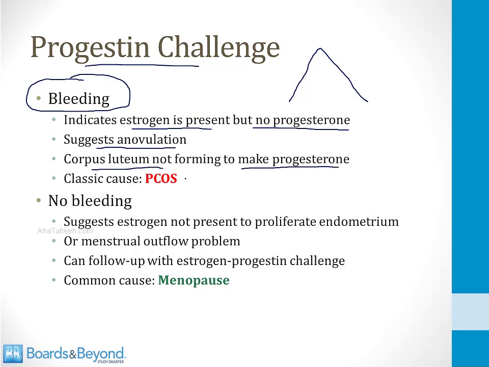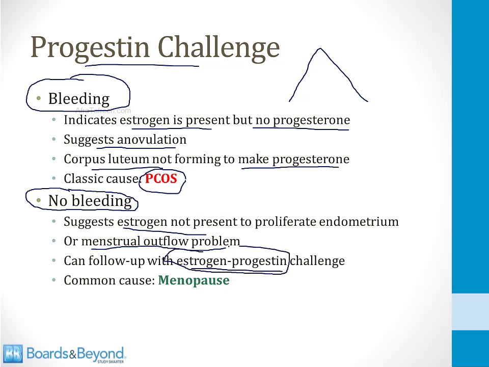And the classic cause of this scenario is polycystic ovarian syndrome, which we'll talk about later in this module. If no bleeding occurs following a progestin challenge, it suggests one of two things. Either there is no estrogen to proliferate the endometrium and prepare it for menses, or there is an anatomic menstrual outflow problem. You can follow up a progestin challenge that results in no bleeding with an estrogen progestin challenge to see if menses occur after both estrogen and progesterone are administered together.